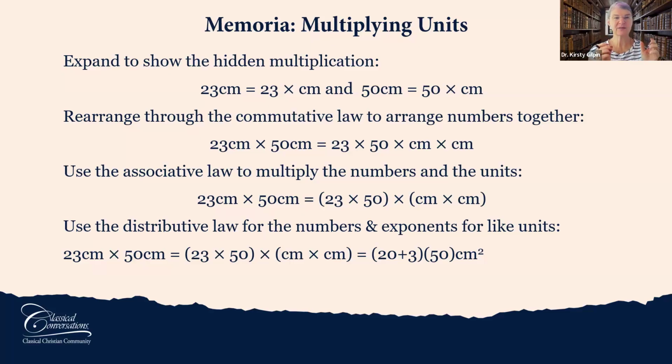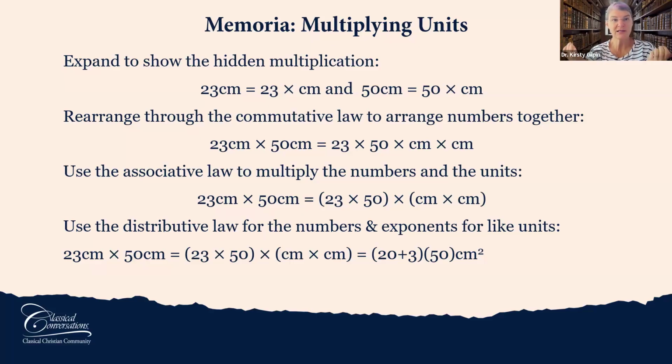The first thing is I'm going to show that hidden multiplication between my number and my centimeters. So now when I look at the product of them, I can see that I can rearrange, right? Through the commutative law, I can rearrange so that my 23 and my 50 are together and my centimeters are together, right? That's why the commutative law matters, because it means I could just move all of these numbers around.